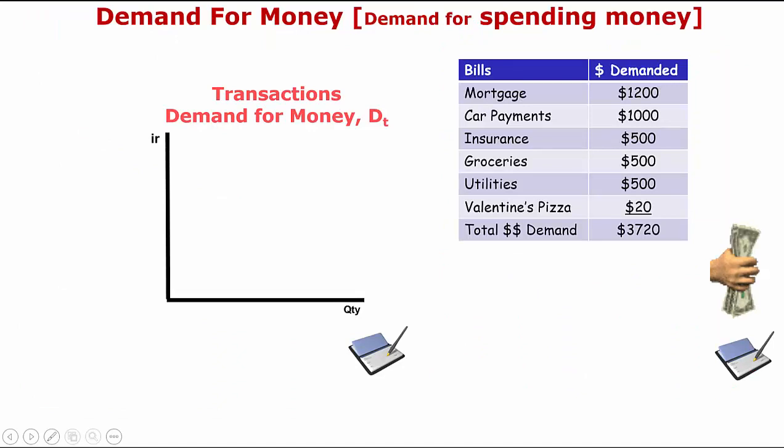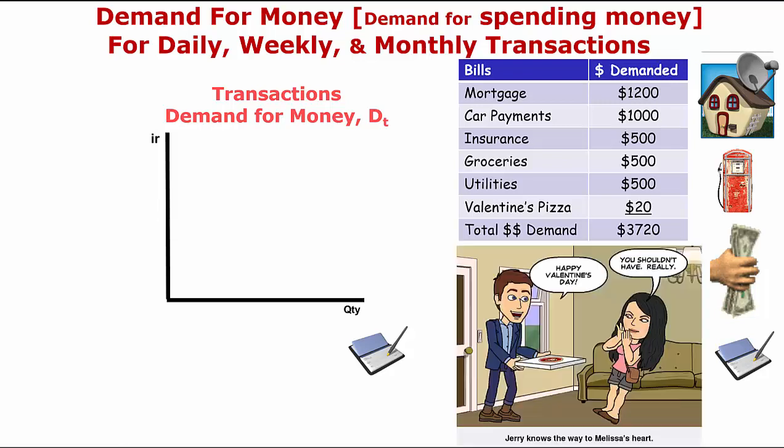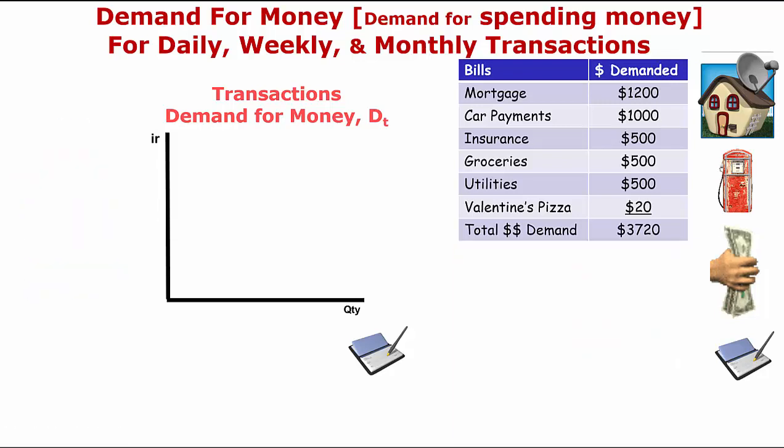And I don't want this to confuse anybody, but what I'm going to do is I'm going to draw the transaction demand also as a vertical curve. Okay? And the reason the transaction demand is vertical is because we as consumers, we demand a certain amount of money so that we can pay our bills. Okay, so I listed all my bills over here. I got the mortgage, I got some car payments, insurance, groceries, utilities, blah, blah, blah.